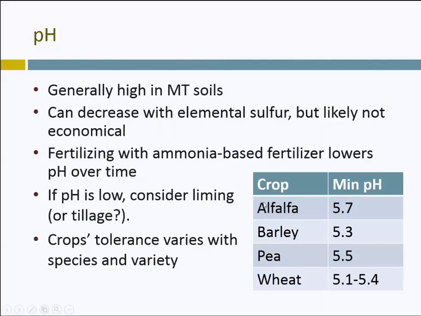So for example, alfalfa is not very tolerant. It starts having problems below really about pH 6, primarily because the rhizobia that form on alfalfa roots do not do well below about 6.